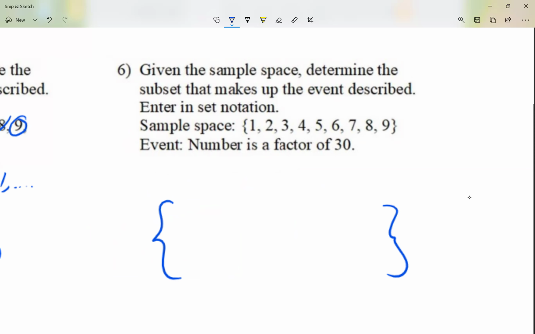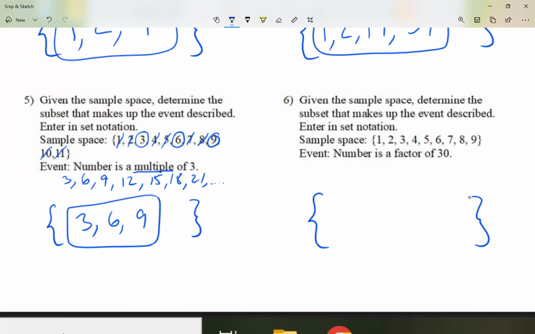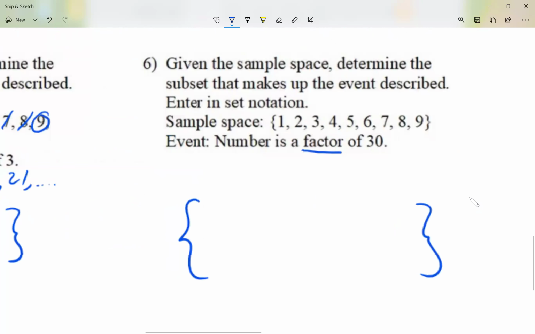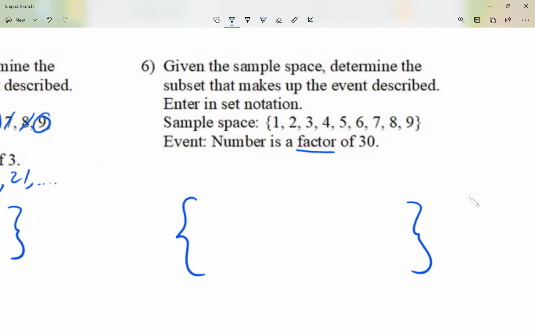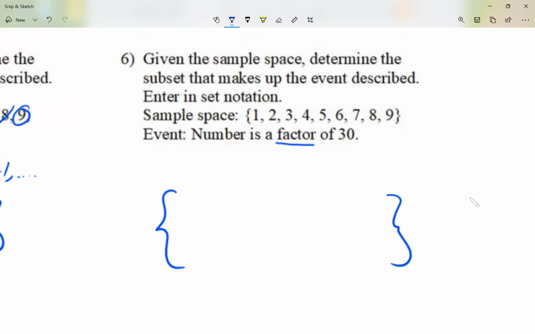My event is a number that is a factor of 30. Factor, okay. Remember for number 5, I used the word multiple, and I used the timetables of 3 in that case. Now here is factor. Remember we did factor for the work yesterday. Factor is which numbers I can divide 30 by. Okay. When looking at my sample space, can I go 30 divided by 1 and I get a whole number? Yeah, 30 divided by 1 is 30, so 1 is good.